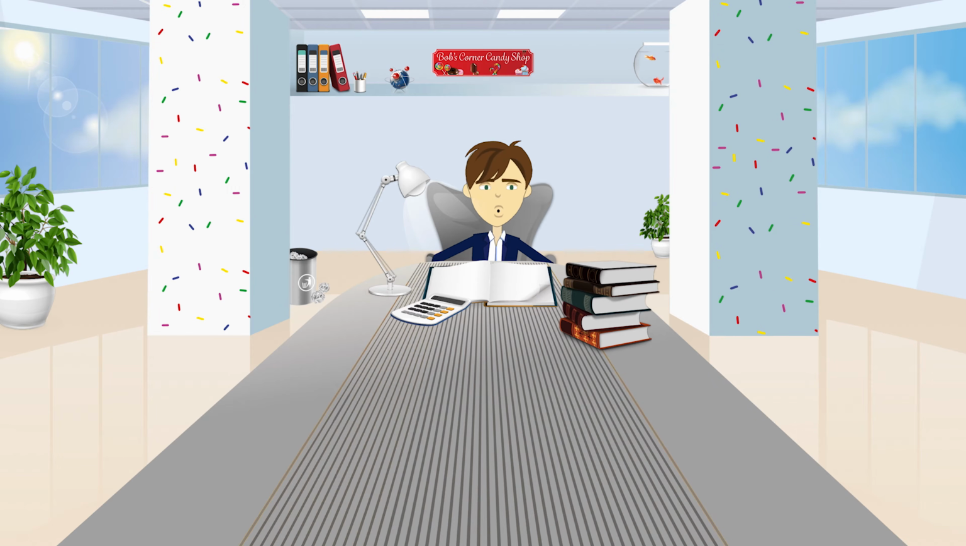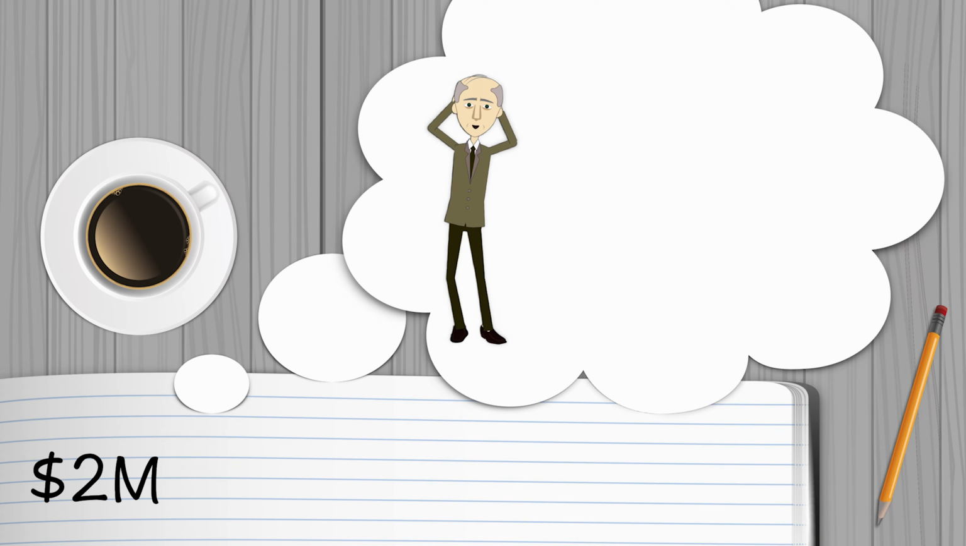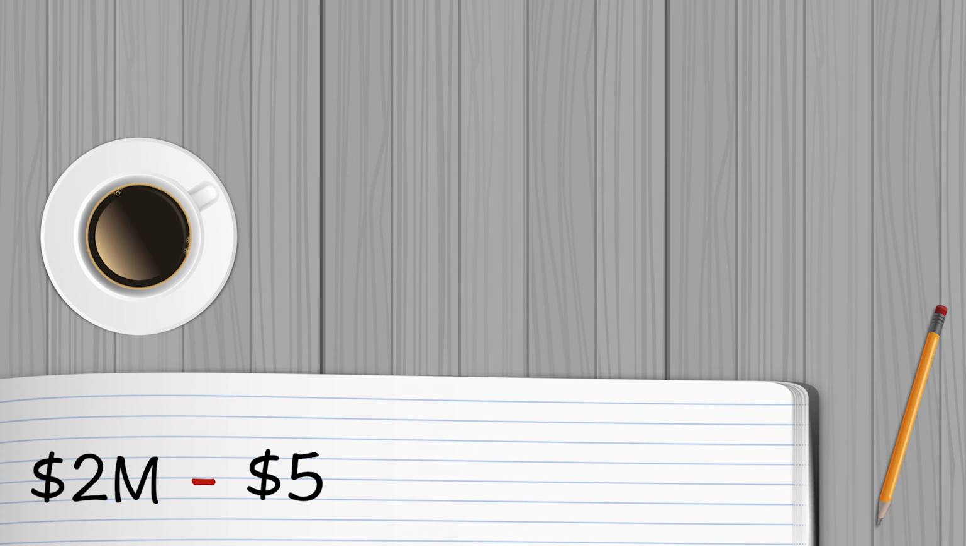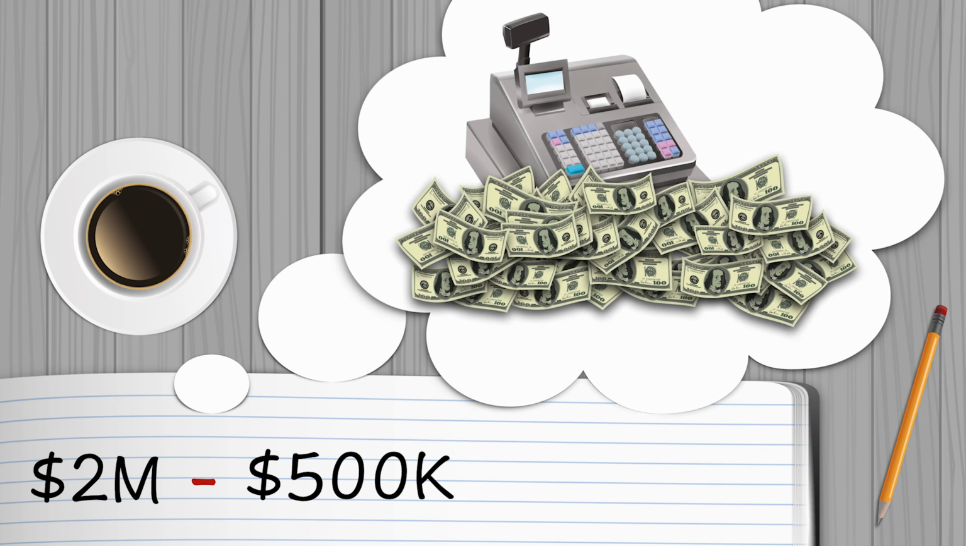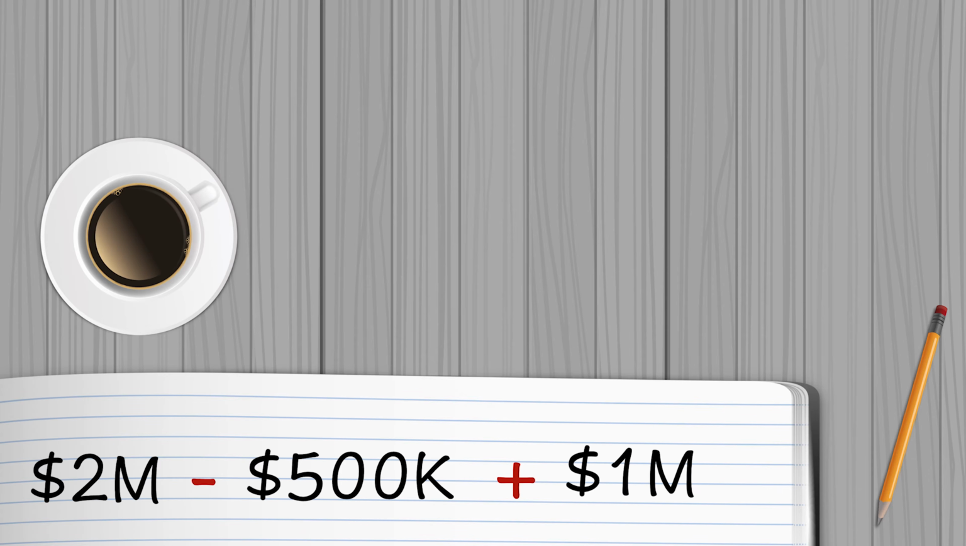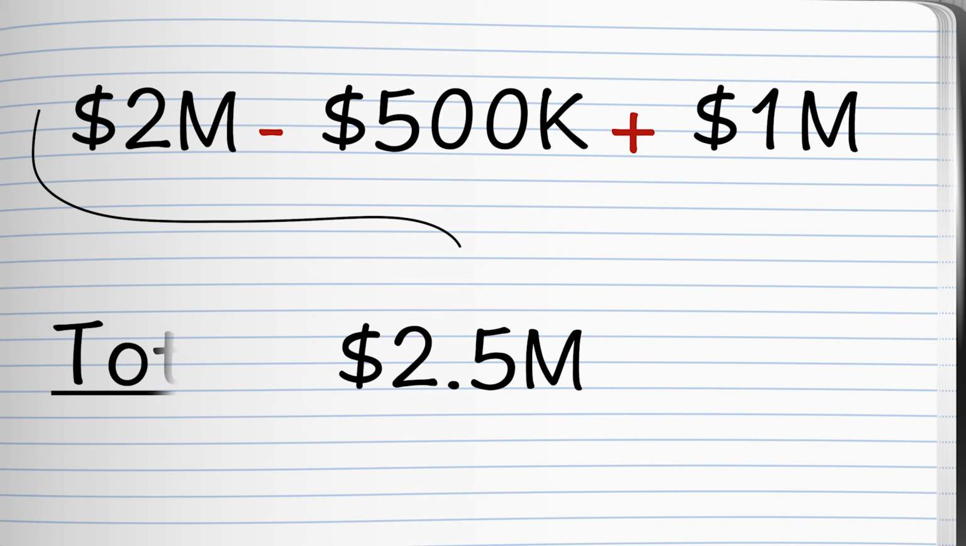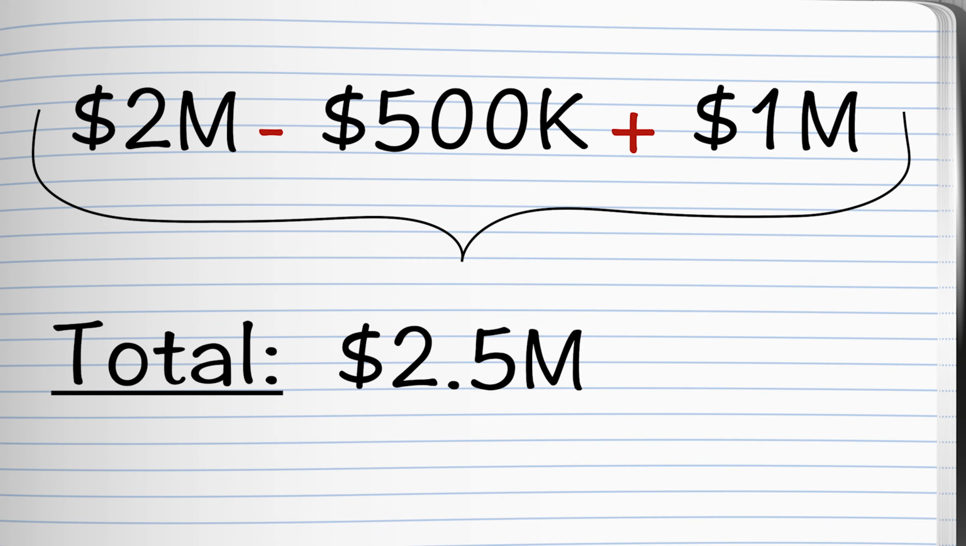Robin sits down to calculate the total cost of buying Bob's Corner Candy Shop. $2 million for Bob, for 100% stock holdings in Bob's Corner Candy Shop, minus $500,000 cash Robin found in the cash register, plus $1 million for extinguishing the debt. Total: $2.5 million. The total expenditure made to buy the whole business, all inclusive.